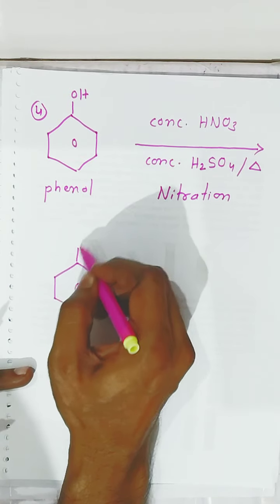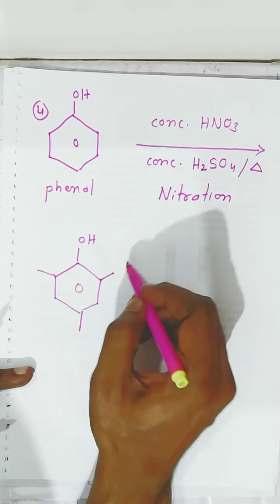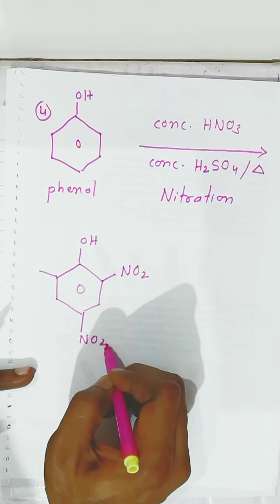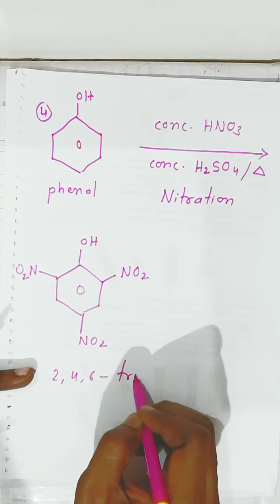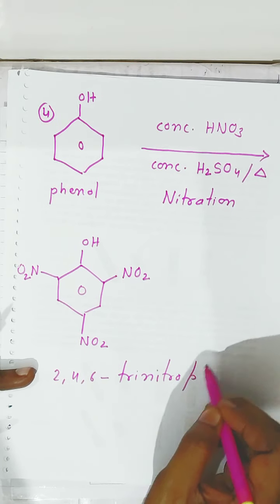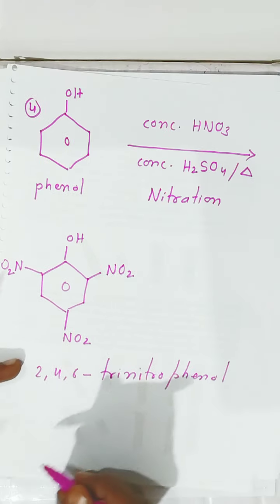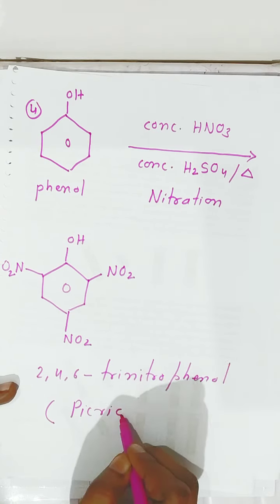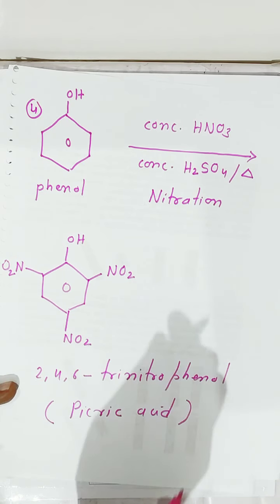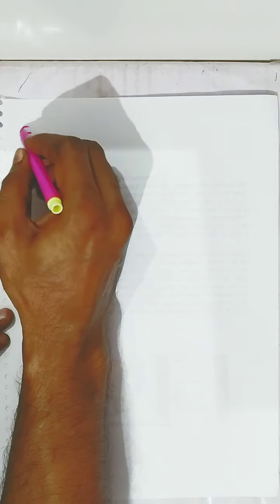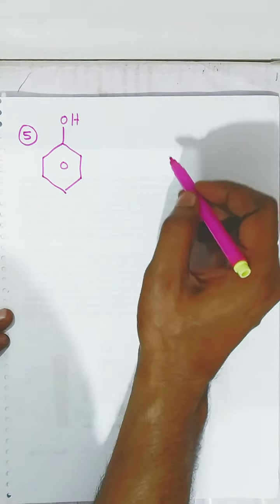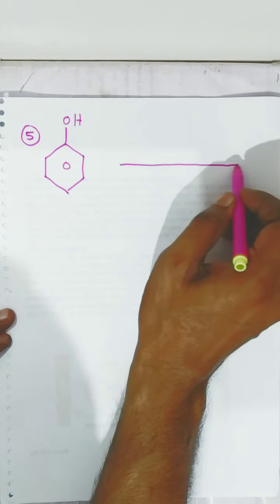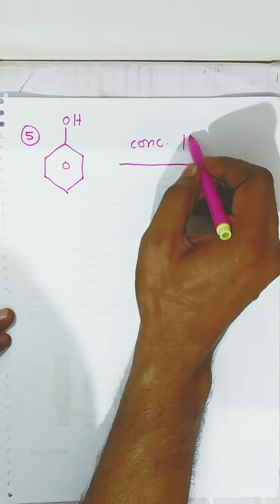Now here again, students, OH will be as it is. This is 2,4,6 trinitrophenol, which is also called picric acid. This is the picric acid. Now students, the fifth reaction of phenol: again we have phenol. This is the structure of the phenol. Now in this phenol, we are going to add only concentrated sulfuric acid.